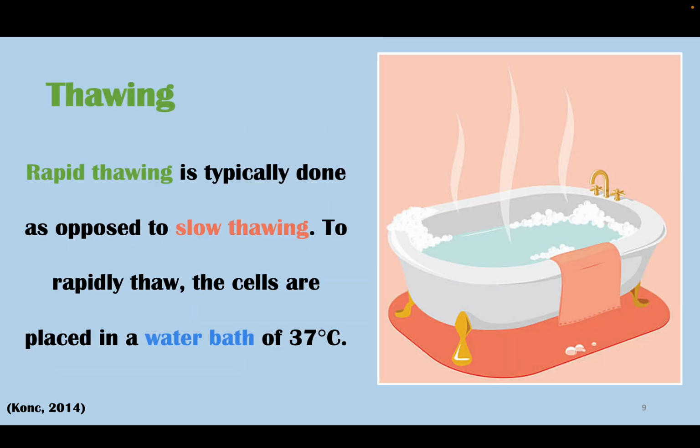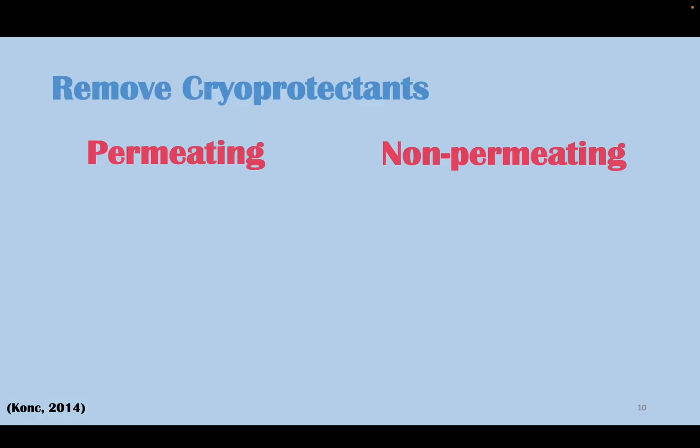Rapid thawing is preferred as opposed to slow thawing because when thawing slowly, ice crystals may reform. With rapid thawing, the ice crystals remain small, but in slow thawing, the crystals have a chance to grow larger, causing more destruction. The only precaution with rapid warming is extreme changes in osmolarity. It occurs so fast that the solute can get trapped in the cell, resulting in osmotic lysis. For rapid thawing, the cells are placed in a water bath of 37 degrees Celsius.